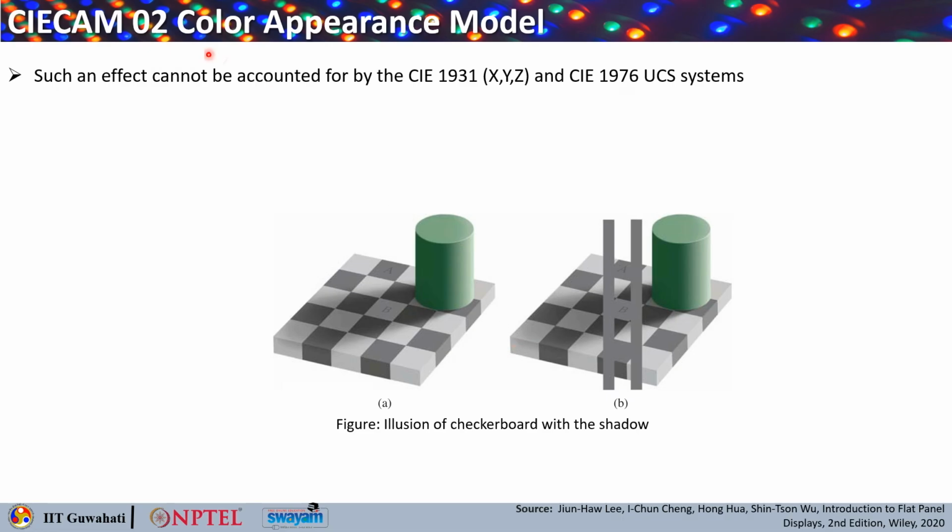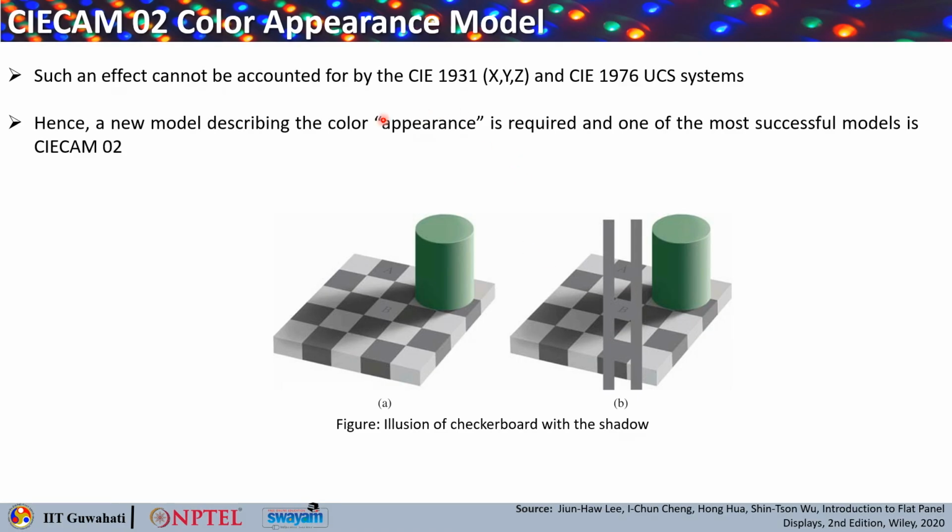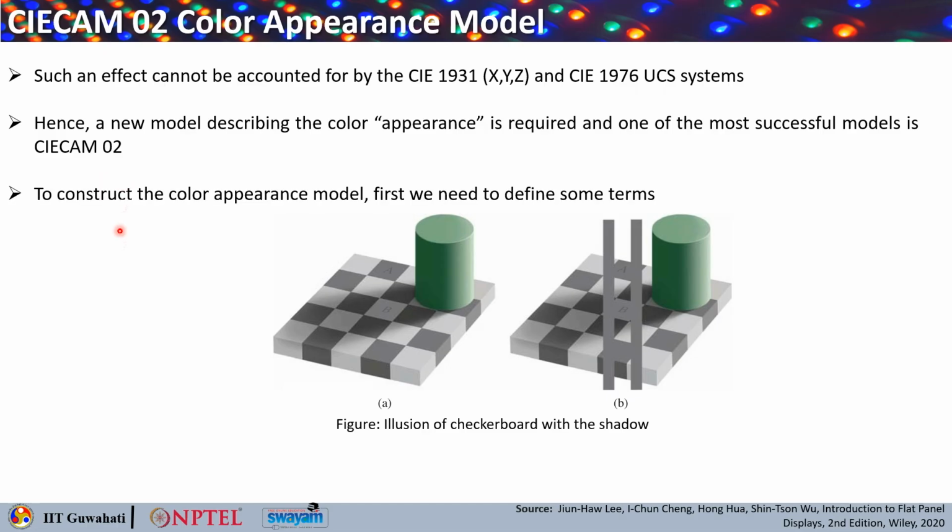Such an effect cannot be accounted for by this kind of color systems, right, because this is an external factor that is making a difference in the opinion of the color of the two boxes. Because the existing systems cannot work here, a new model describing the color appearance, that is how the color is appearing, is required, and one of the most successful models is called the CIE CAM02 model.